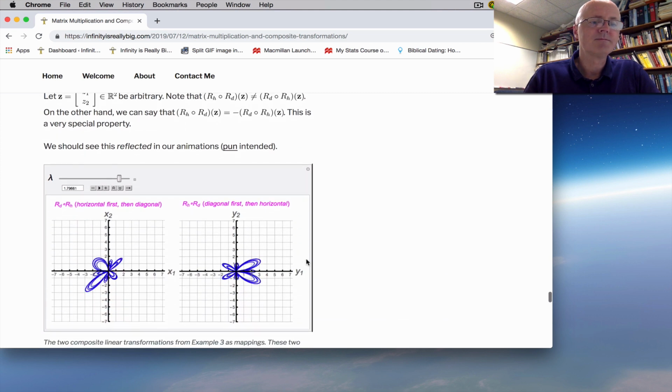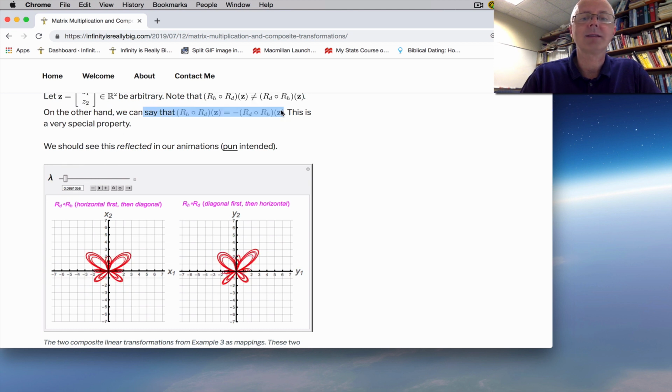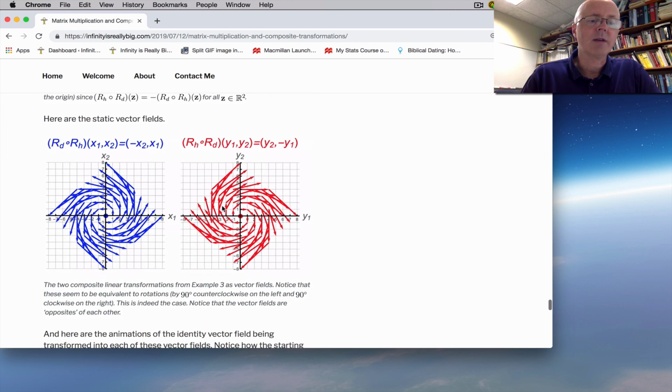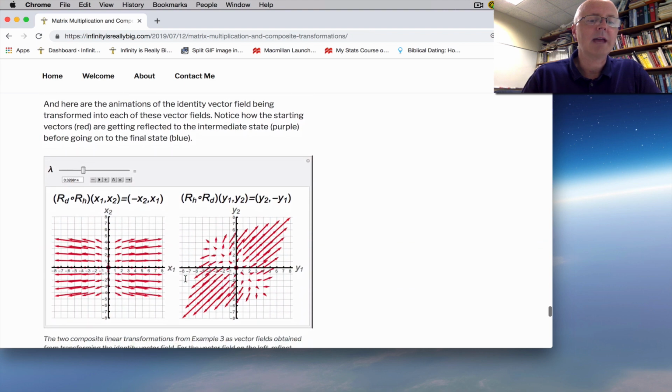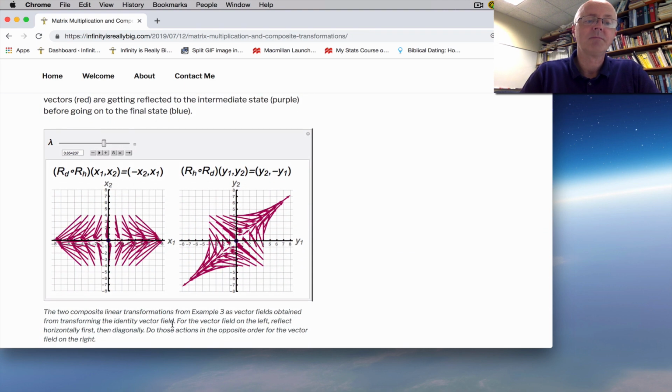Once again, you can visualize. On the left, it's reflection across the horizontal first, right now, and then the diagonal. On the right, it's across the diagonal first, right now, and then across the horizontal. Get different final blue images in the end. Though they are related, they are 180-degree rotations of each other, and that's reflecting the fact that this formula is true with this example. Here are the final vector fields, and then here are the animations of those vector fields from the identity vector field.